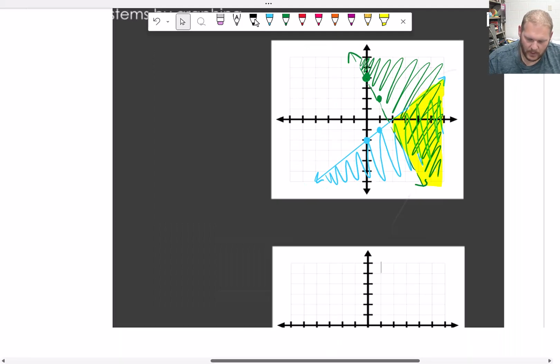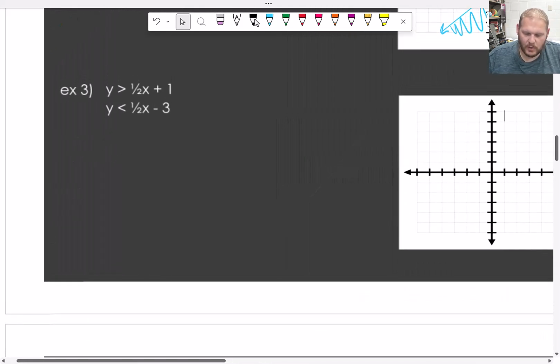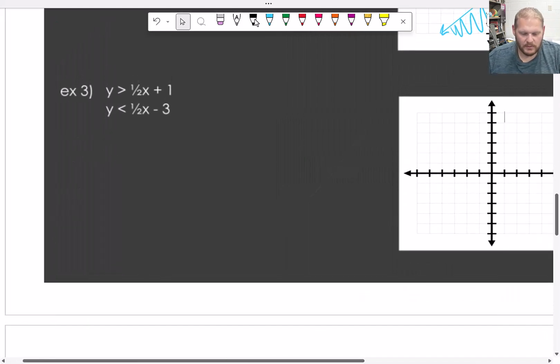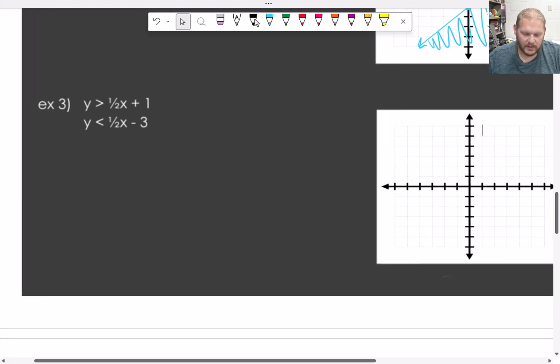Okay. So for my next inequality system, for number 3, we've got y is greater than 1/2 x plus 1.